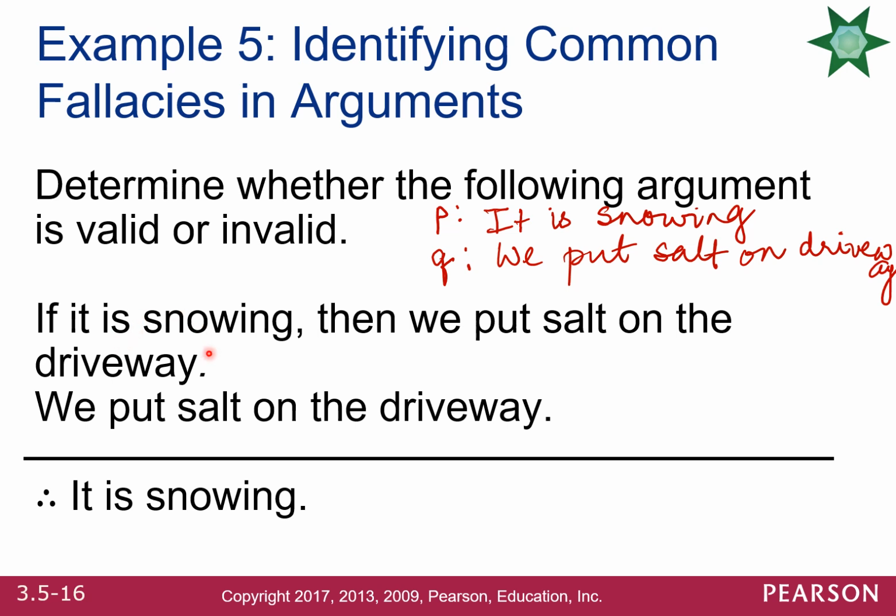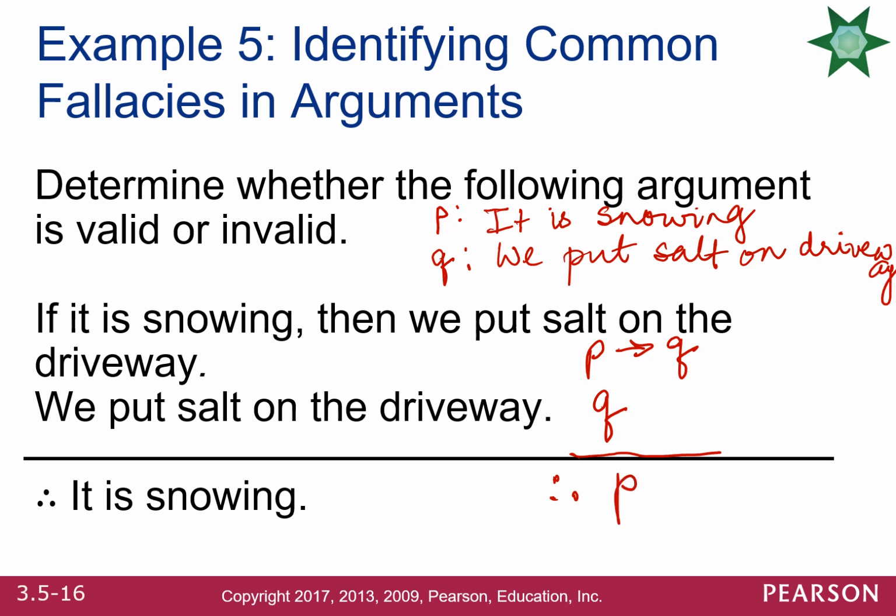So if it is snowing, that means it's a conditional statement. If P then Q is represented as if P then Q, correct? And then we put salt on the driveway is Q, correct? So that's Q, which leads to the conclusion that it is snowing. That means it is P. All right, so actually let me rewrite this a little bit. I'm going to write the if P then Q over here, and then Q followed by the conclusion, which is therefore P.